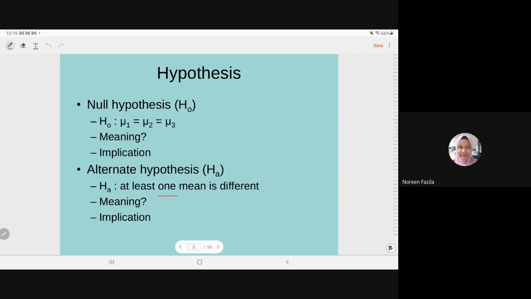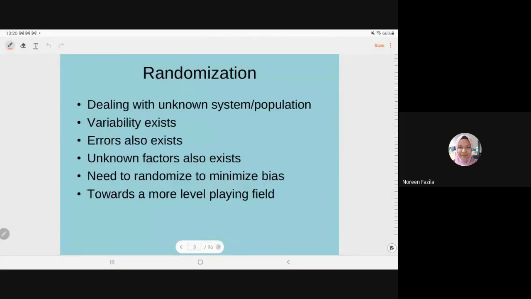For the alternate hypothesis, at least one mean is different, meaning that among the three, for example, in this example you only have 3 means, you can have more, at least one is different. So that's what it means. We always have to understand the hypothesis, so that when we conclude and want to infer from our data, we know what the understanding is.